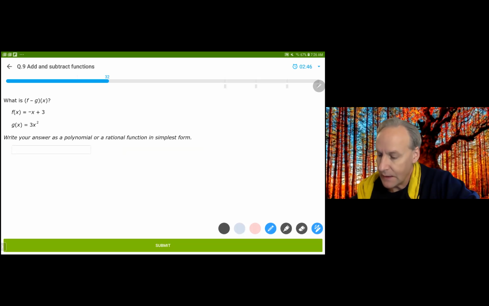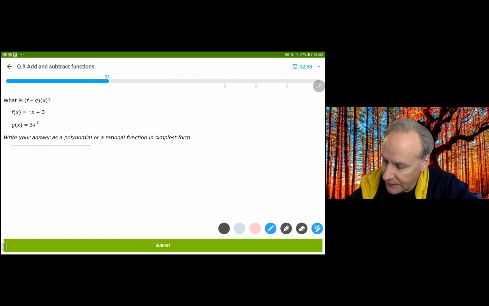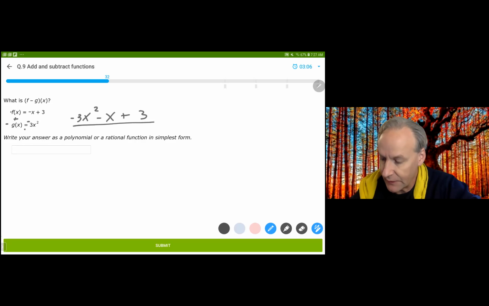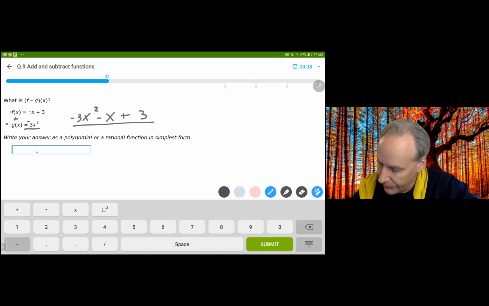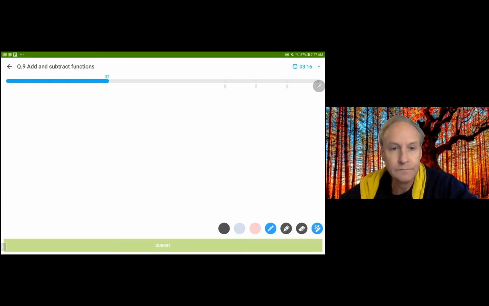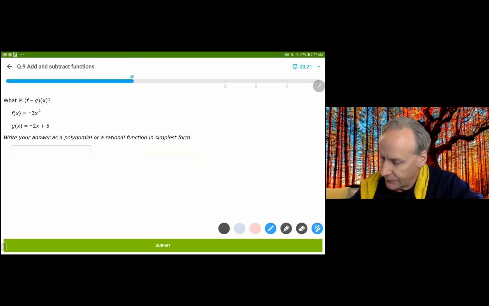All right, now we have minus x plus 3, but then we're subtracting g of x. So all we're doing is taking this and adding it to the negative g of x. So I'm going to end up with negative 3x squared minus x plus 3. So the only sign change we did is right there. Yeah, it looks like I was just having errors with my pen.